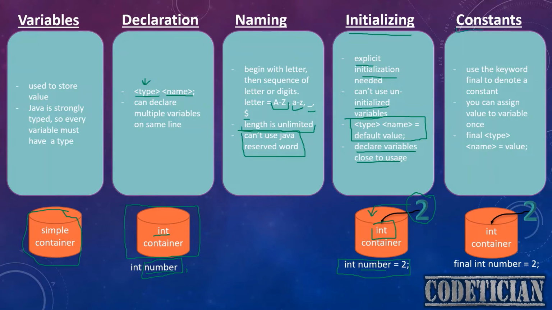Now, what are constants? There is one keyword in Java, final, and if you declare variables with this convention, final type name is equal to value, then it will become a constant. What does it mean? Now you cannot change its value. Suppose I declare this variable as final int number is equal to 2. Now if you want to put 3 in this variable, it will not be possible. So this means it has become a constant and its value cannot change.